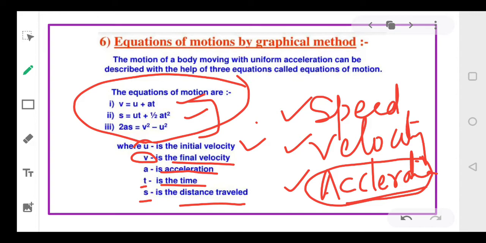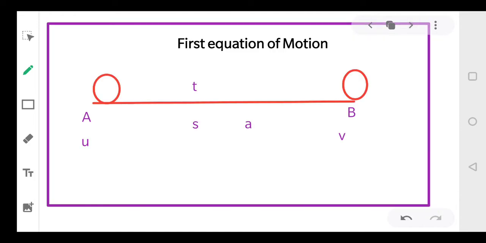So dear students, you must understand thoroughly these three equations. So daily we'll be taking one. Okay. So today we'll start with the first equation of motion. What is the first equation of motion? The first equation of motion is V is equal to U plus AT. I hope you remember. Okay, very good. So let's start with the first equation of motion.